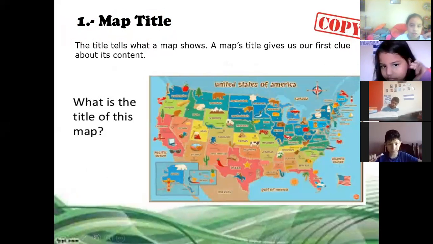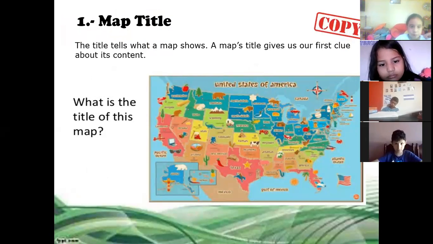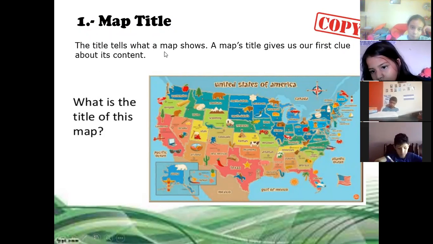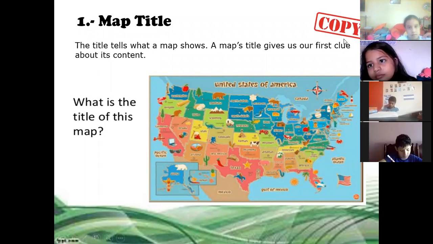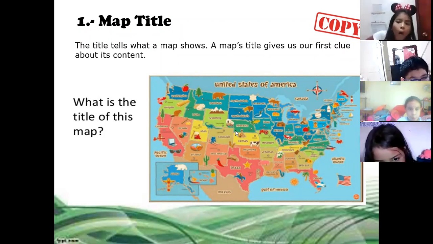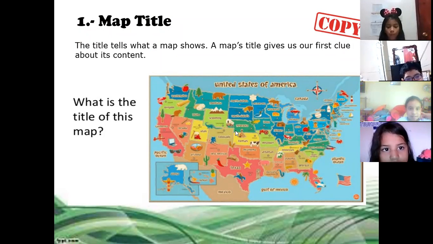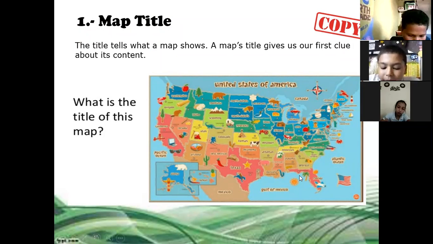Let's work with the parts of a map. Number one, copy please. Map title. The title tells what a map shows. A map's title gives us our first clue about its content. Copy please.